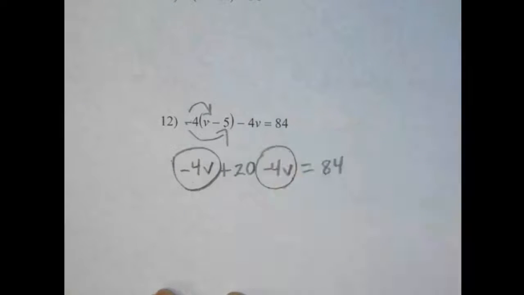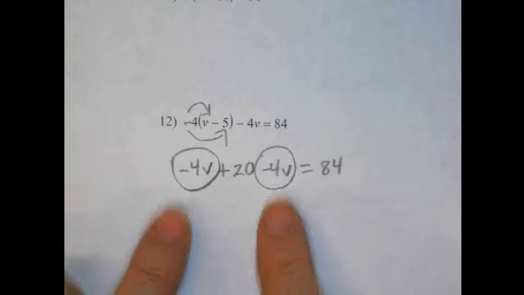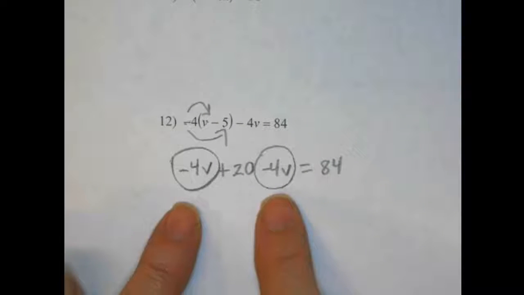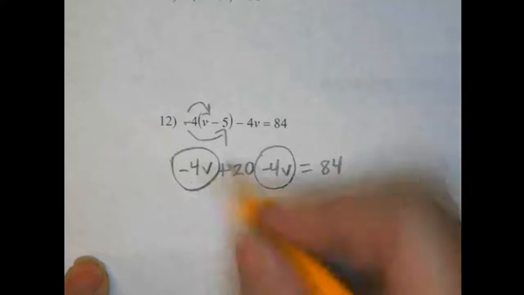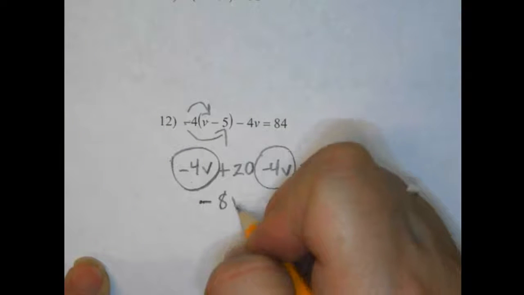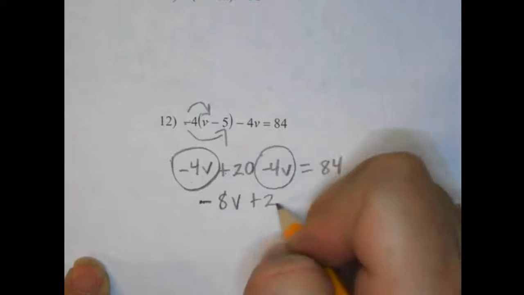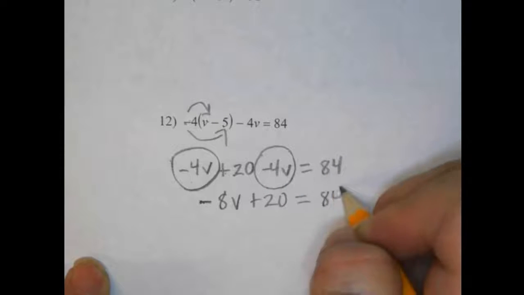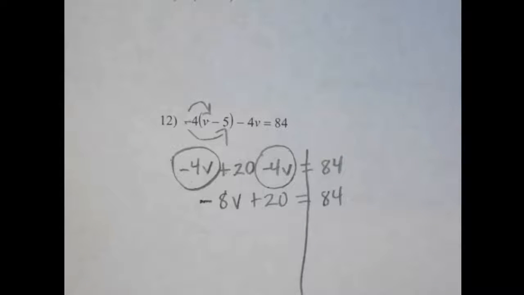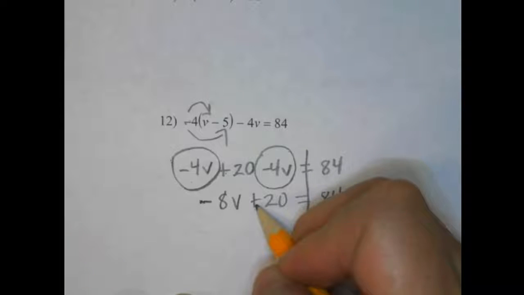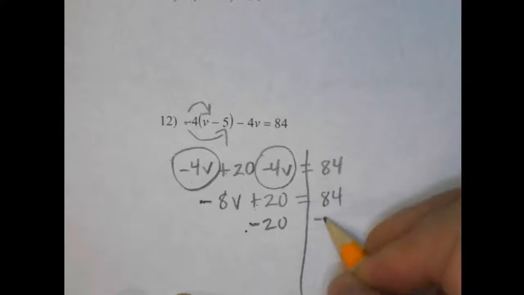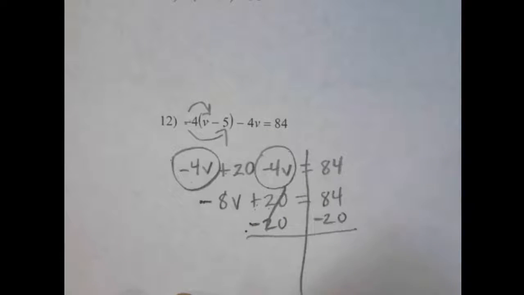So I have 2 negative 4v's. So I'm going to add these 2 negative 4v's together. And what do they become? Negative 8v. So I've got negative 8v. I'm going to bring down my plus 20 equals 84. Okay. So now I can move this 20. So how do I move this plus 20? Subtract it. I want to do the opposite of what it is, Jordan. So it's positive 20. So I want to subtract 20. That's going to be 0.